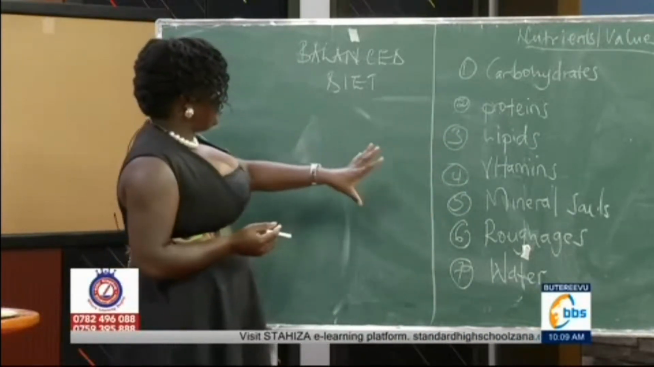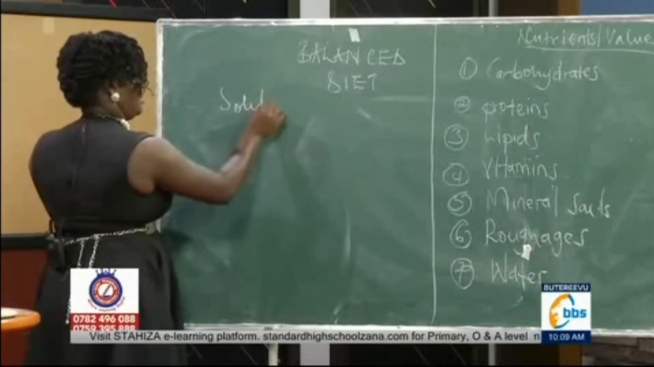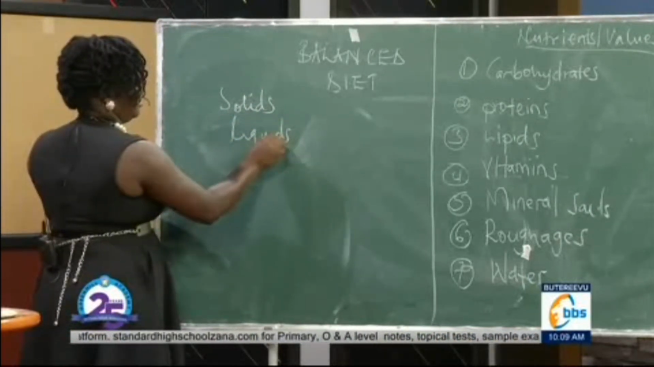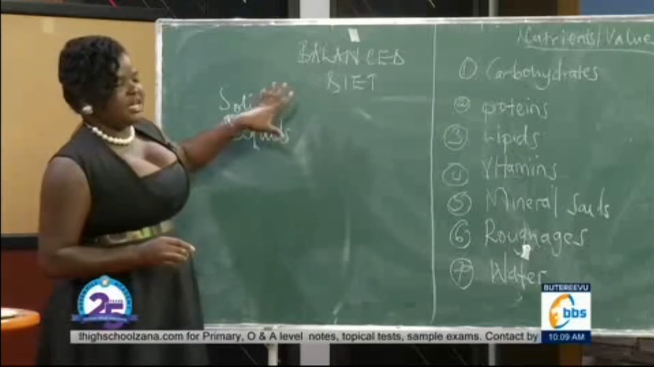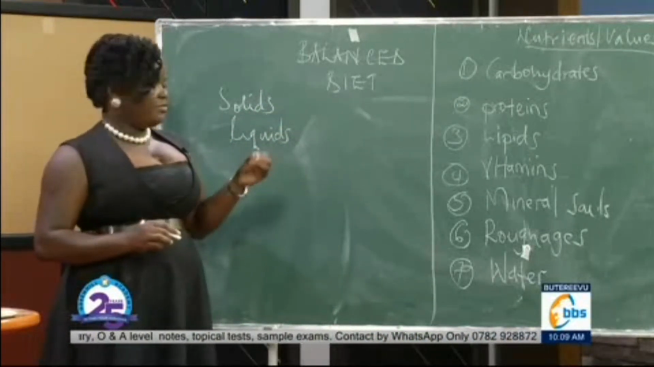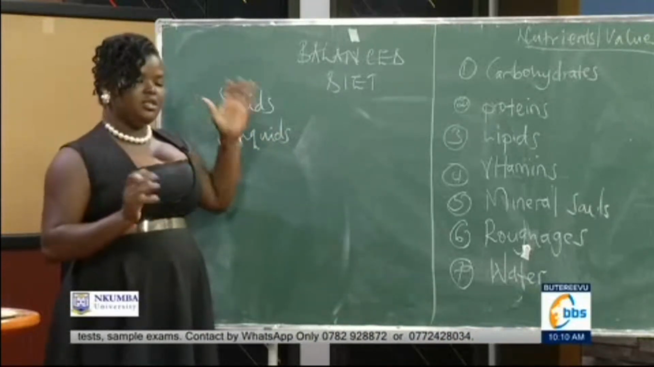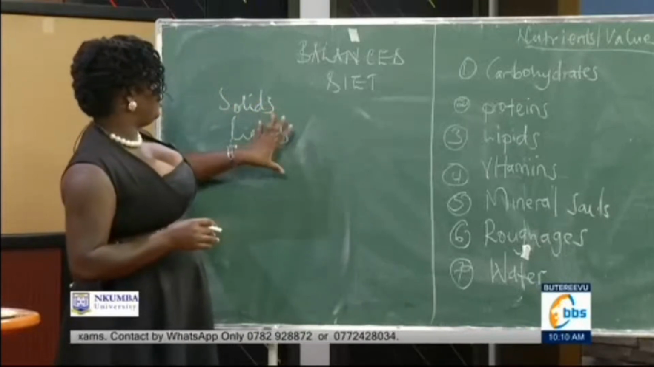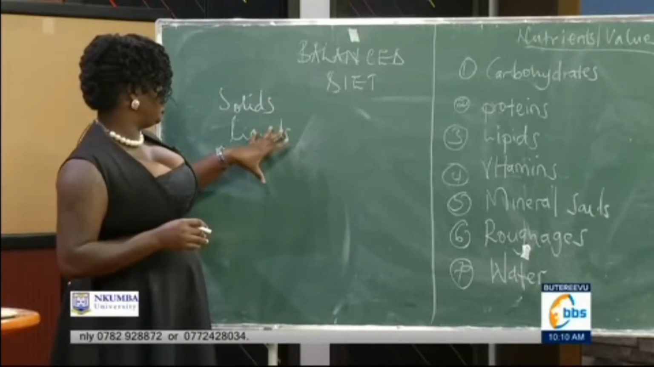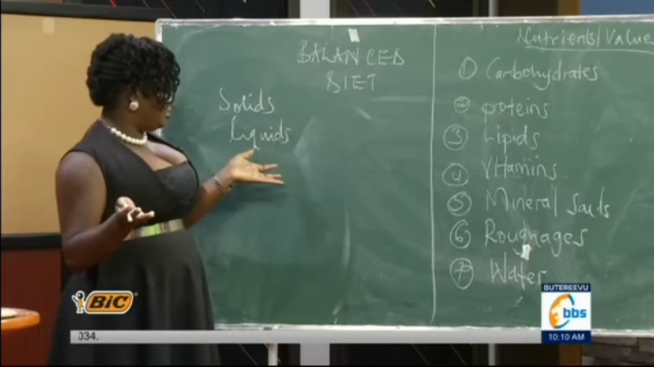So we said lipids are solids, and we also have the liquids. The lipids that are solids at room temperature are so-called fats, like pork, margarine, Blue Band, ghee, and cheese. Those are lipids, but they are fats, solids at room temperature. And then the liquids are the normal vegetable cooking oil that we use.